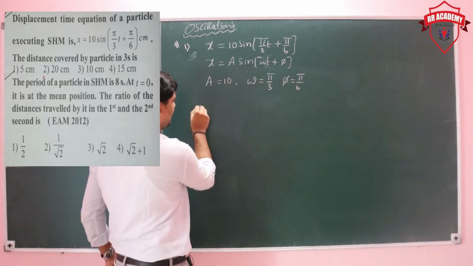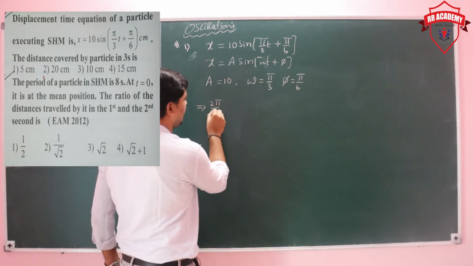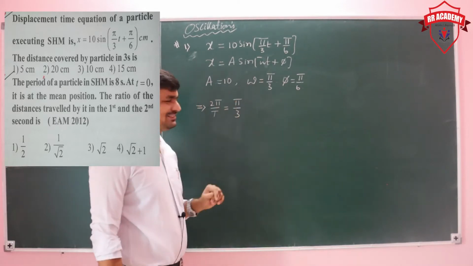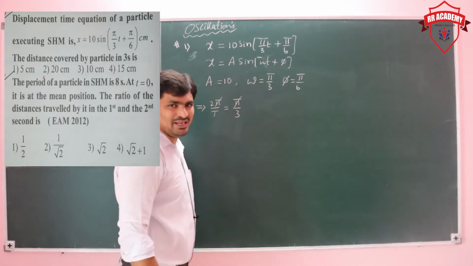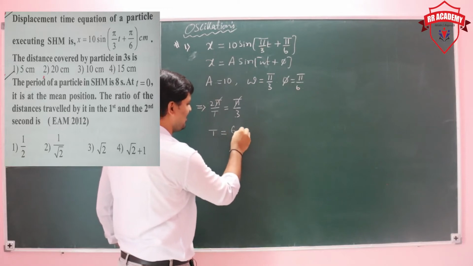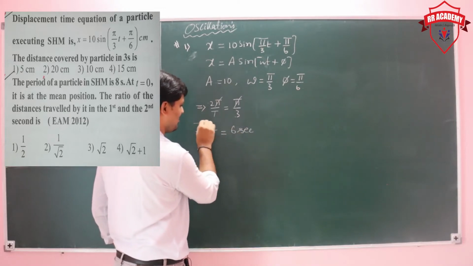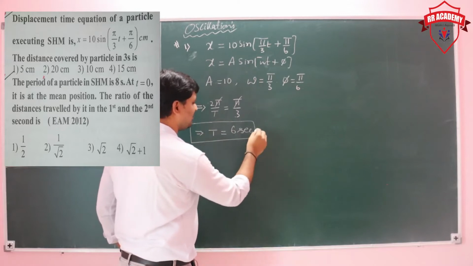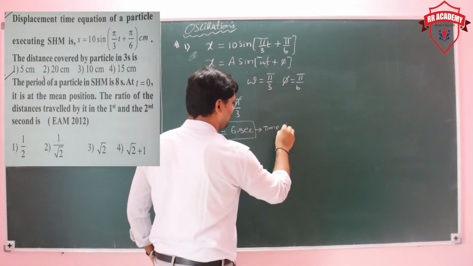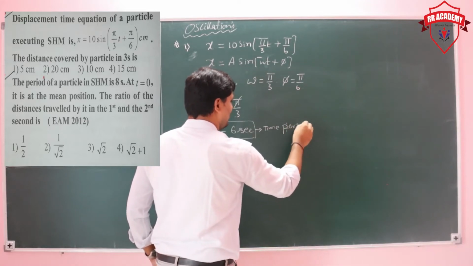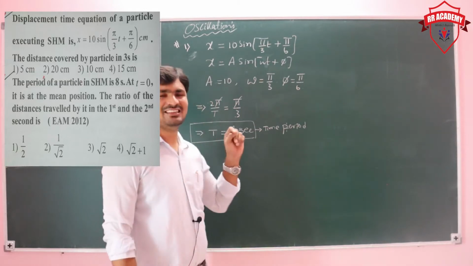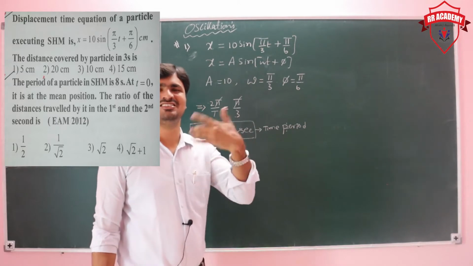For the time period we can write 2 pi by T is equal to pi by 3. Then the pi value will be cancelled. So the time period T is equal to 2 threes are 6, which is 6 seconds. Now we need to get how much displacement, or how much distance, is traveled in 3 seconds.